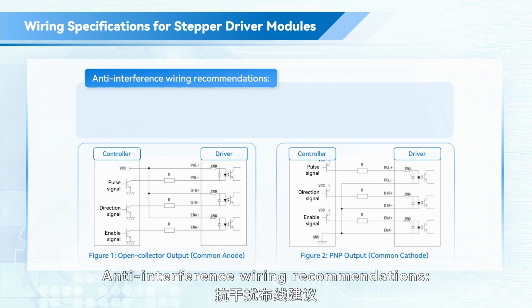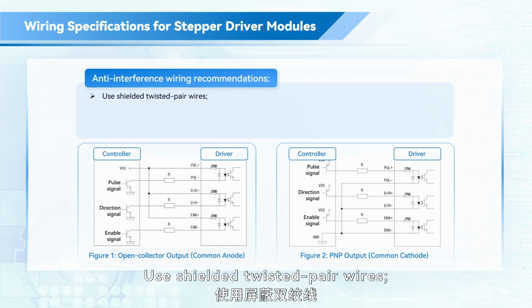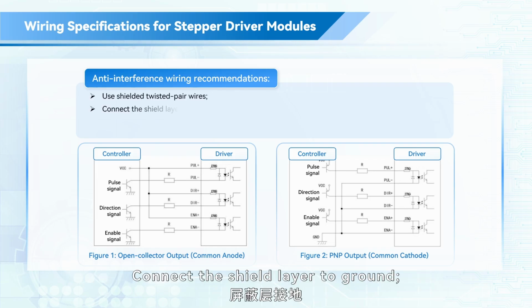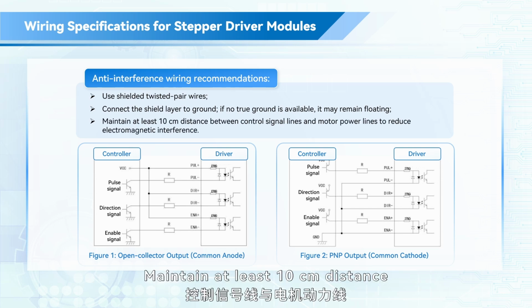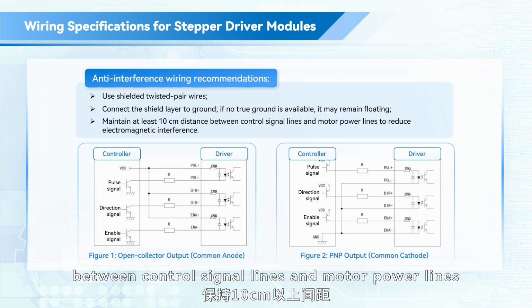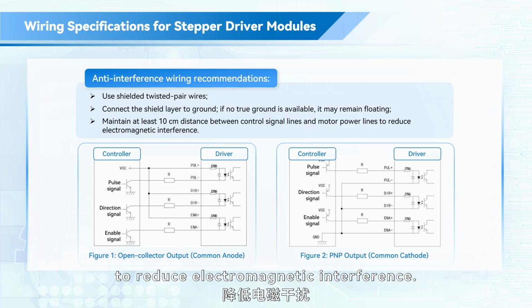Anti-interference wiring recommendations. Use shielded twisted pair wires. Connect the shield layer to ground. If no true ground is available, it may remain floating. Maintain at least 10 cm distance between control signal lines and motor power lines to reduce electromagnetic interference.